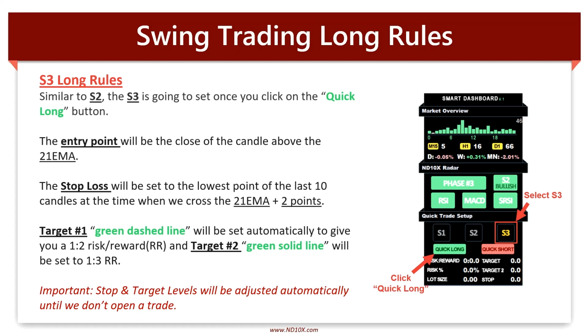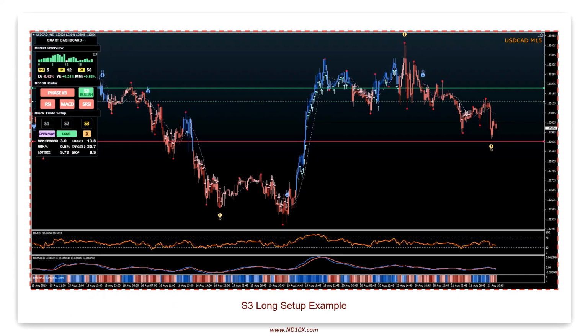Important, stop and target levels will be adjusted automatically until we open a trade. This is the only time where you will never get that entry line. This is because we are using the 21 EMA, and that's going to change a lot, so we didn't want to add it there. You can manually add the 21 EMA on the chart if you want that, but I don't see it as a necessary tool.